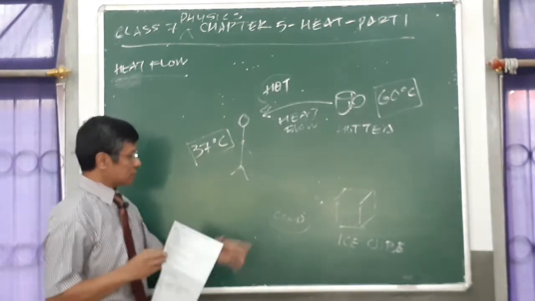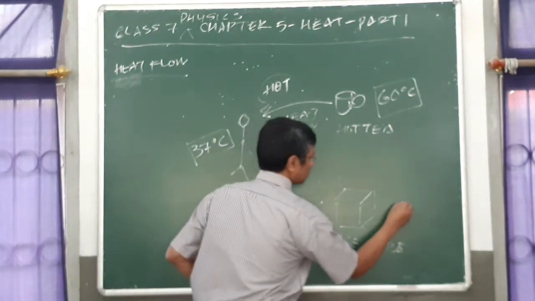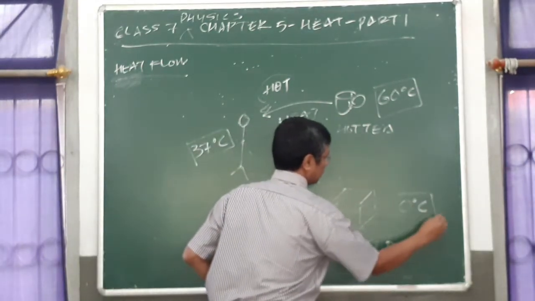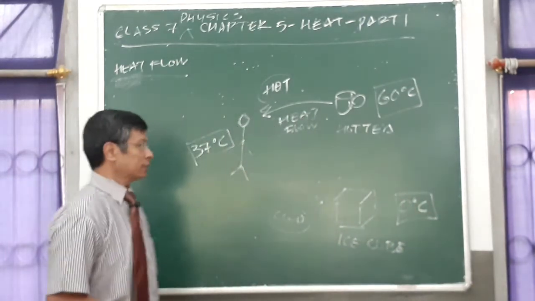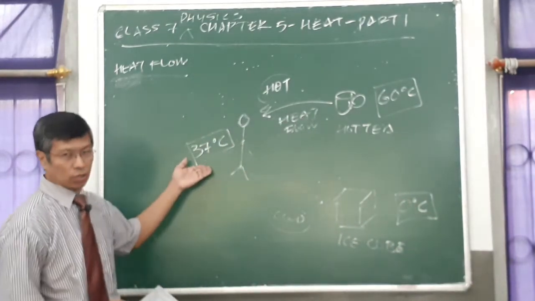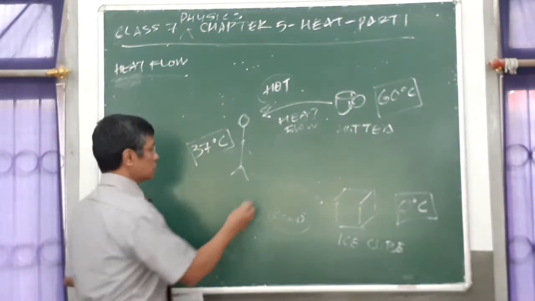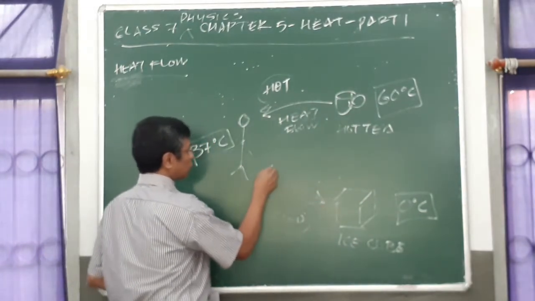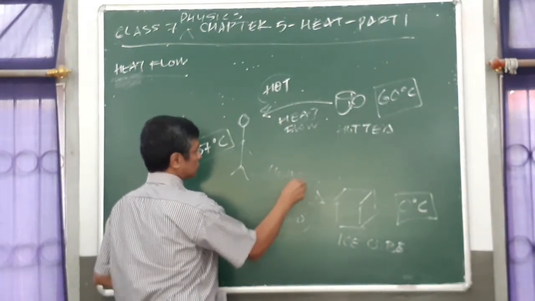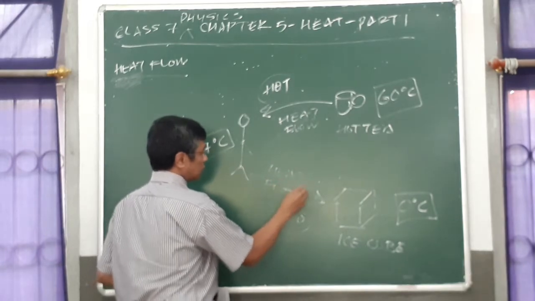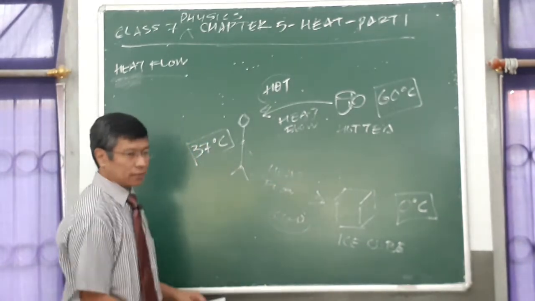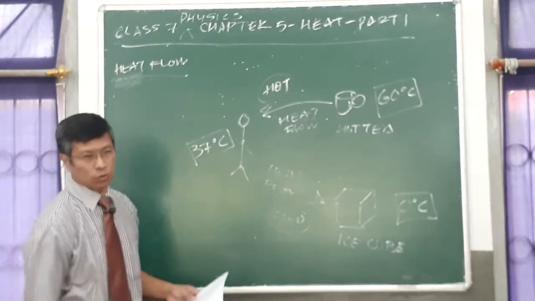In the case of ice, as you know, the temperature of ice is 0 degrees centigrade, and as you can see, your body is hotter than ice. So, the direction of heat flow will be from your body to the ice, and since you are losing heat, you will feel cold.